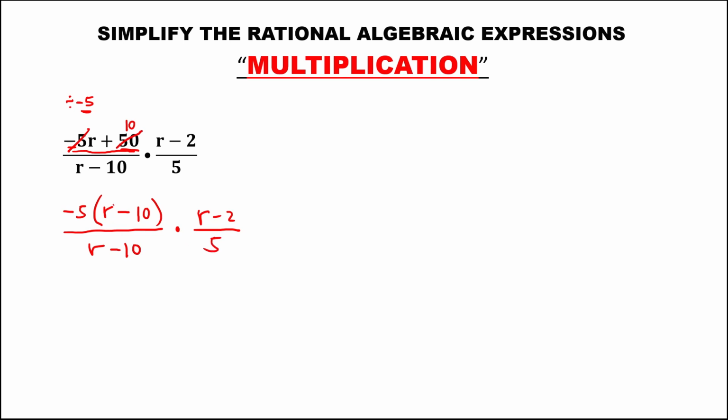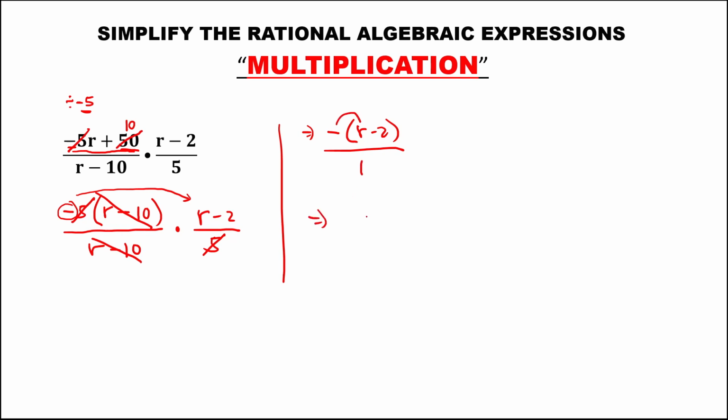Then observe that we now have like terms or common terms. So this r minus 10 cancels. This 5 and 5 cancel. But take note that we have this negative. So this becomes negative 1 times this r minus 2, over 1, or this is equal to negative r, negative times negative, positive 2.